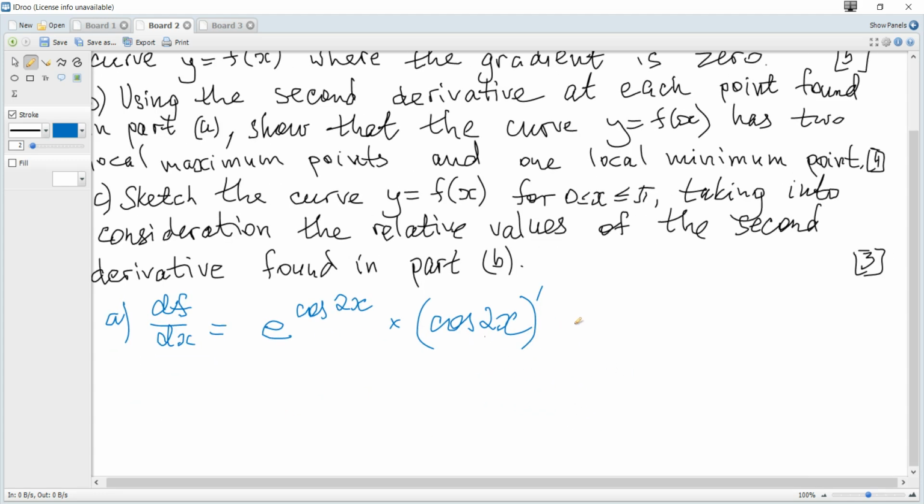And cosine of 2x is also cosine of a more complicated argument, without any power. So it's negative sine of 2x multiplied by the derivative of 2x. Or you remember that if it's a function of ax plus b, just a arises in front, and you keep the same argument. So it becomes negative 2 sine of 2x multiplied by e to the power cosine of 2x. And it should be equal to 0.